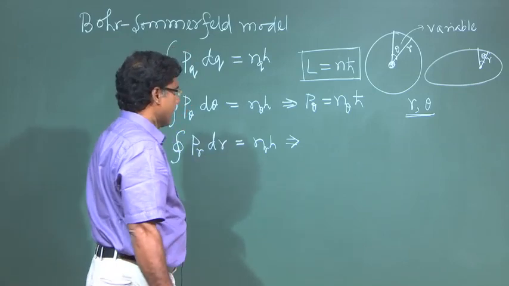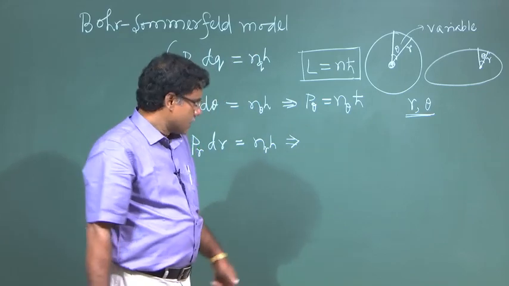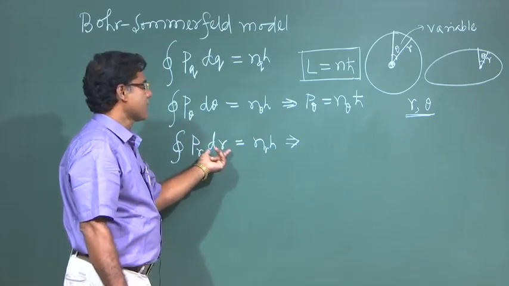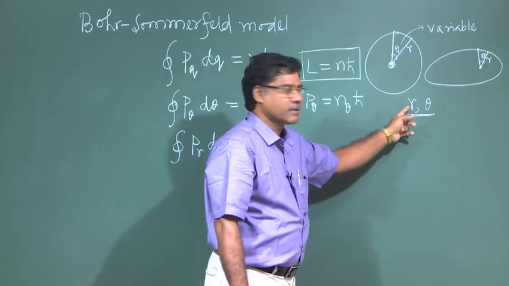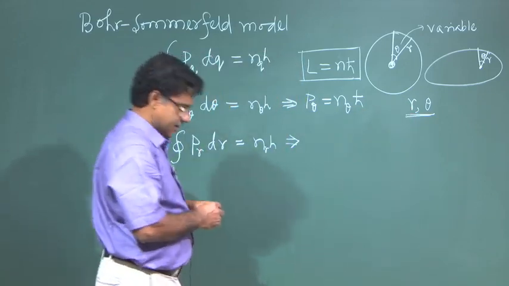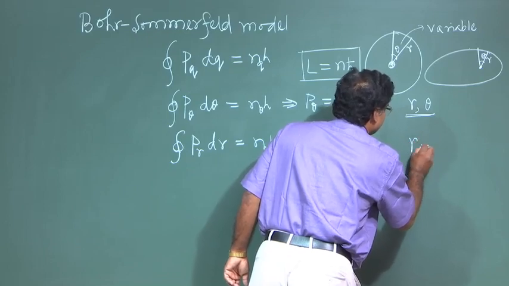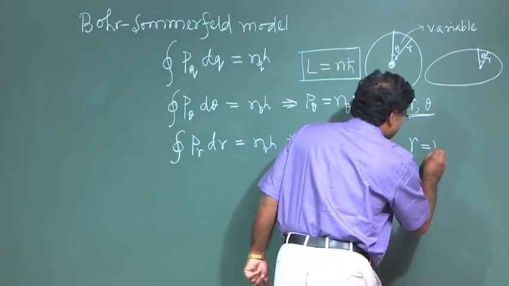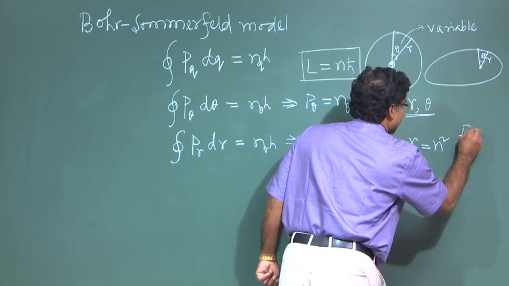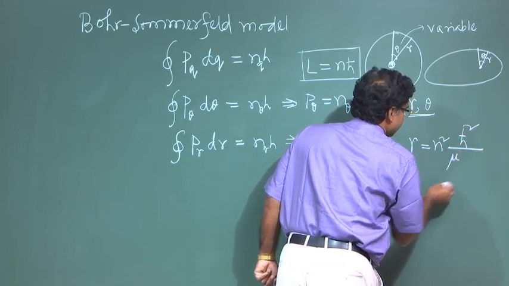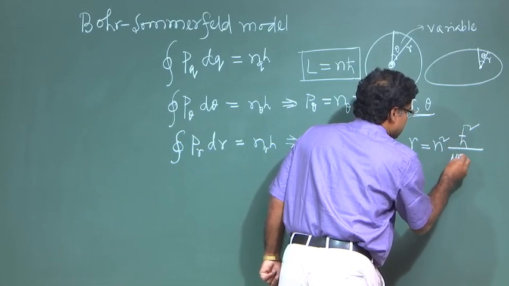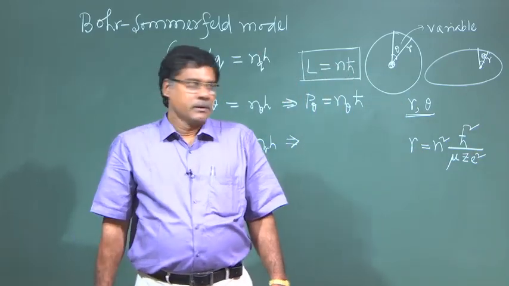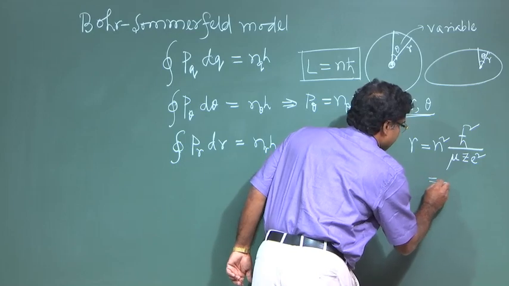So, here in this case, its coordinate is the radial coordinate, r. In case of Bohr, we have seen that r is equal to the Bohr radius in the hydrogen atom. What we have seen is n square h cross square divided by mu or m, you can write, m z square. So, this I can write just n square.